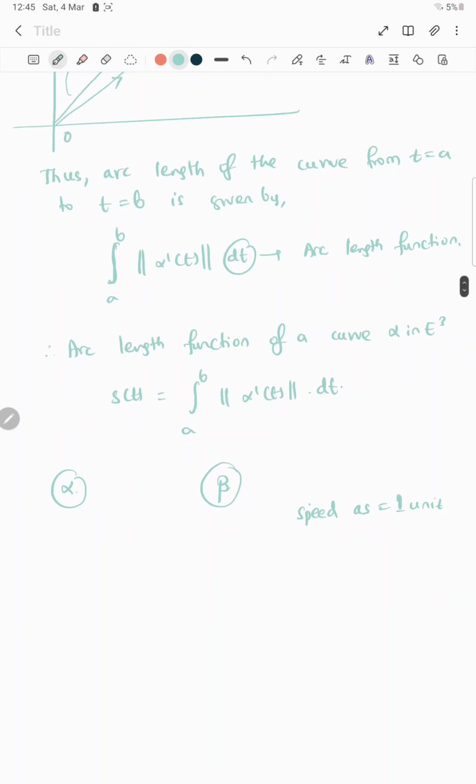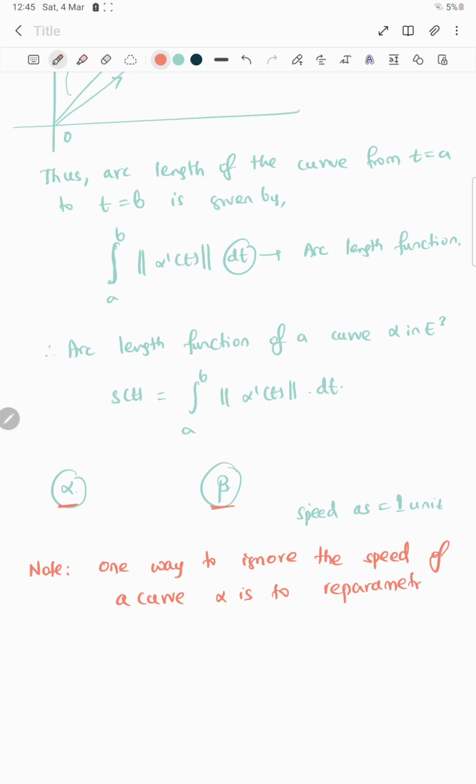So as we are ignoring speed, one way to ignore the speed of a curve is to reparameterize the curve in such a way that the reparameterized curve has unit speed. What we can write is, one way to ignore the speed of a curve, as we are not taking into account of speed of a curve in case of reparameterization, just we follow only root of the curve. Speed of a curve alpha is to reparameterize it to a curve, so new curve is beta, such that beta has unit speed.